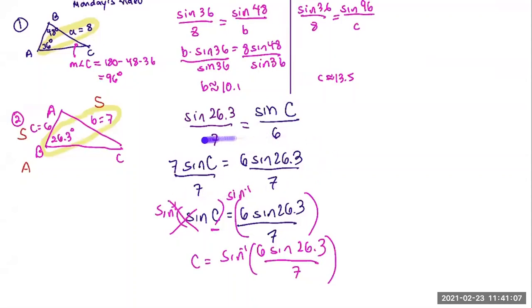Above this step? Yeah, cross multiply. So actually you would just see 6 sine of 26.3 equals 7 times sine C, and then I divided by 7 on both sides to get rid of this 7 here.